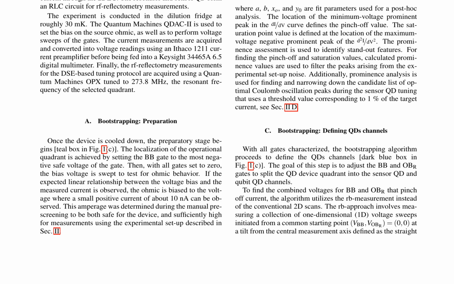With all gates characterized, the bootstrapping algorithm defines the QD channels by adjusting the BB and OBR gates to split the QD device quadrant into the sensor QD and qubit QD channels. This is achieved using the RB measurement approach, involving unidimensional, 1D, voltage sweeps initiated from a common starting point at a tilt from the central measurement axis.